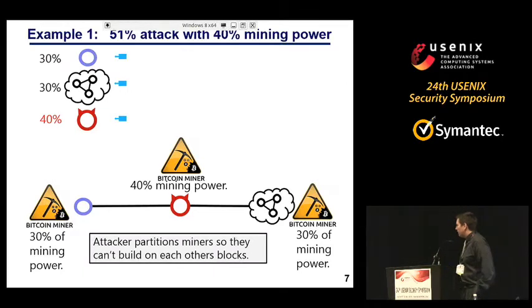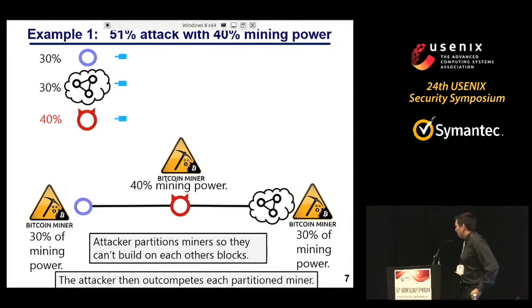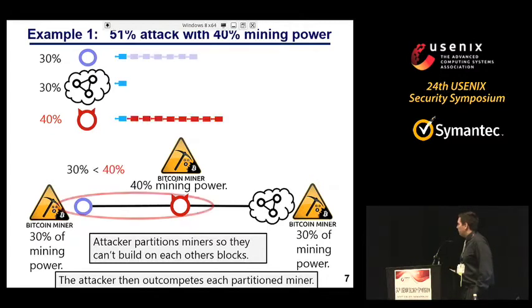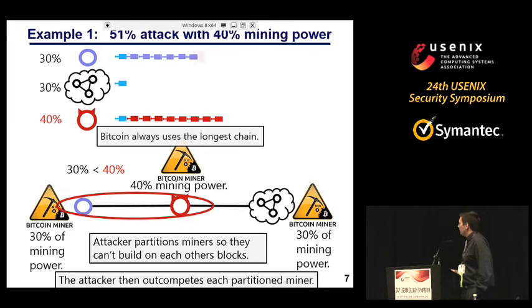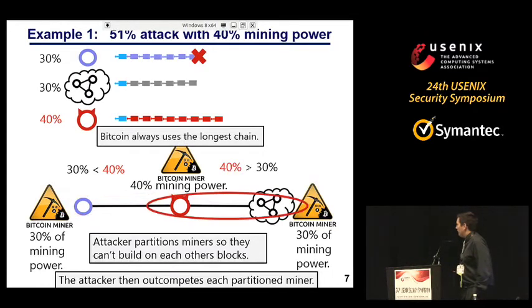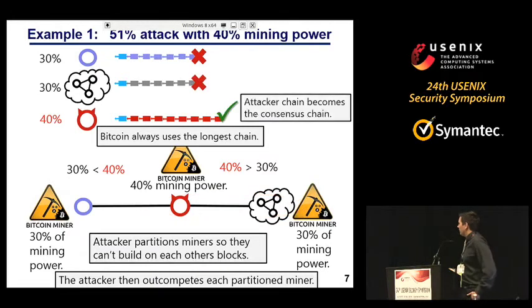The first thing the attacker does is partition the network so that the two other parties can't build on each other's blocks. The attacker can then outcompete each miner individually. Because the attacker has 40% of the mining power, it'll generate a longer blockchain than the purple node. Bitcoin always uses the longest blockchain, and the attacker can perform the same attack against the rest of the network. So the attacker's blockchain will become the consensus chain.